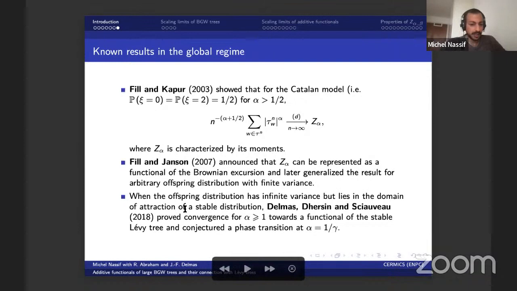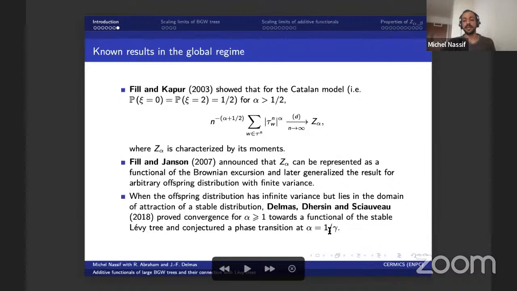In the case where the offspring distribution has infinite variance, Jean-François, together with Dersin and Ciovo, proved convergence for the same quantity but for alpha greater than one. And they conjectured the phase transition at alpha equals one over gamma. So this result is not optimal, and they conjectured that we can go all the way to one over gamma.